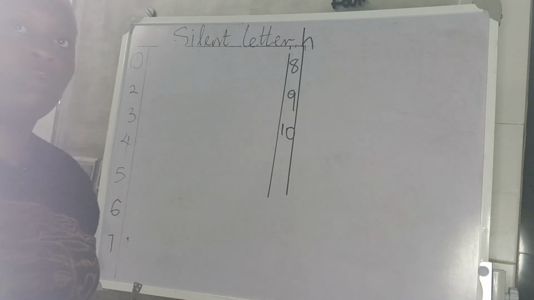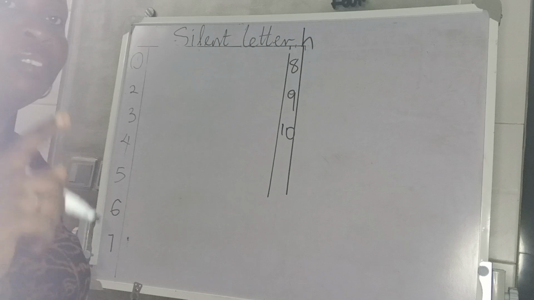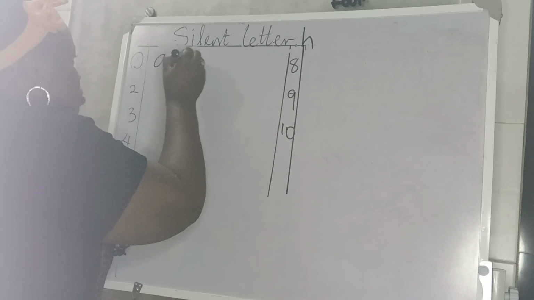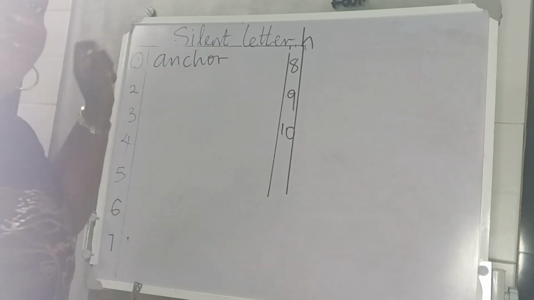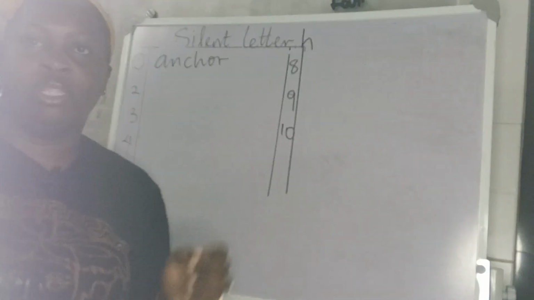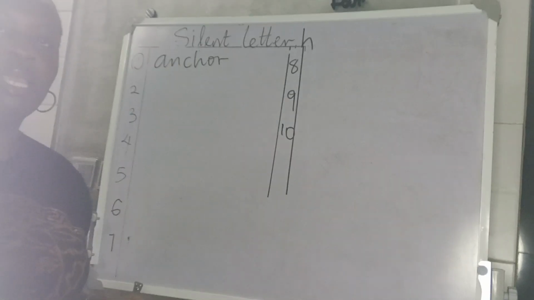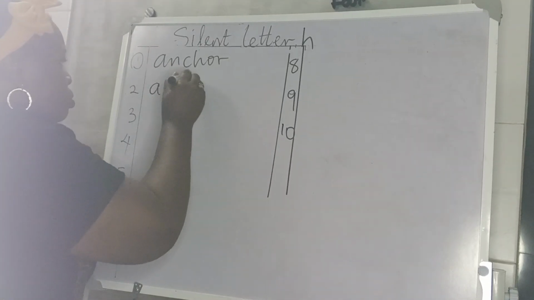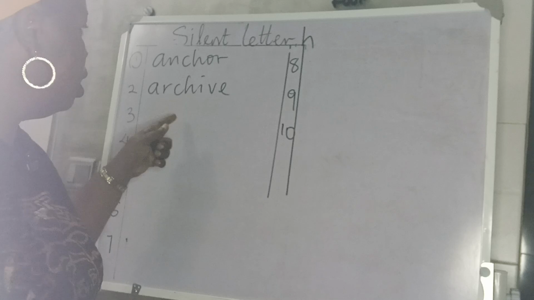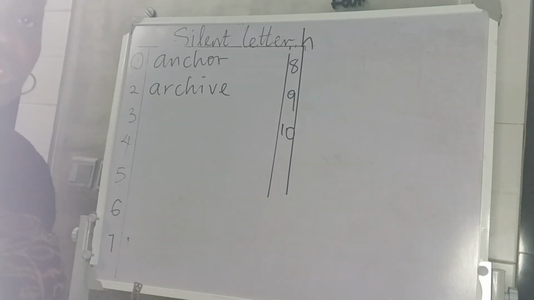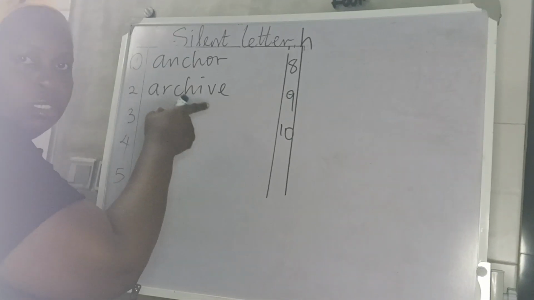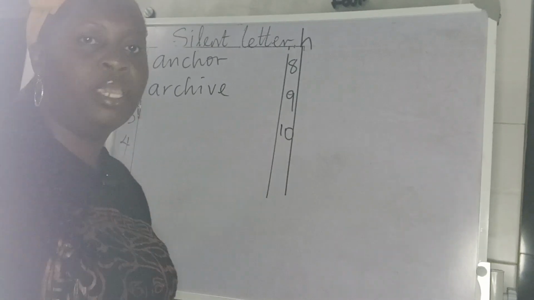Now let's look at the first one. We have silent letter H. If we have C, if it follows what? C, we have anchor. If H follows the consonant sound C, you find out that the H will be silent. Anchor. That's number one. We'll have another one, archive. See this word, archive. Because C came before H, it is also silent. The H there is silent, but in the writing and the spelling, it is there. But in the pronunciation, the H is silent.